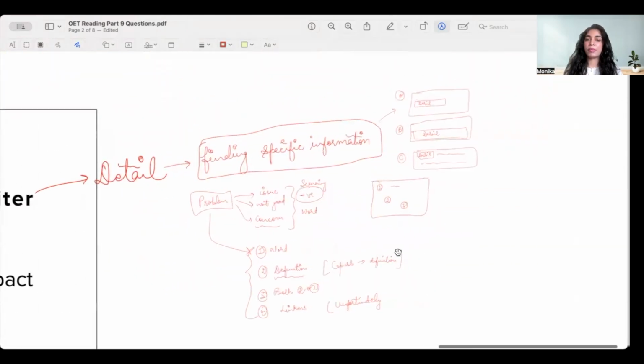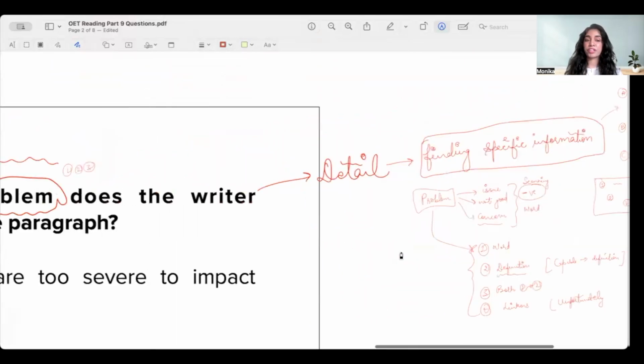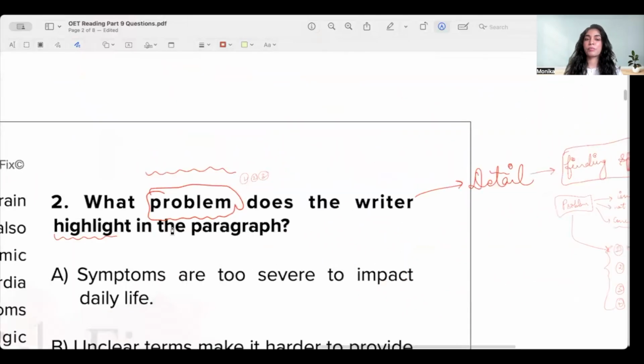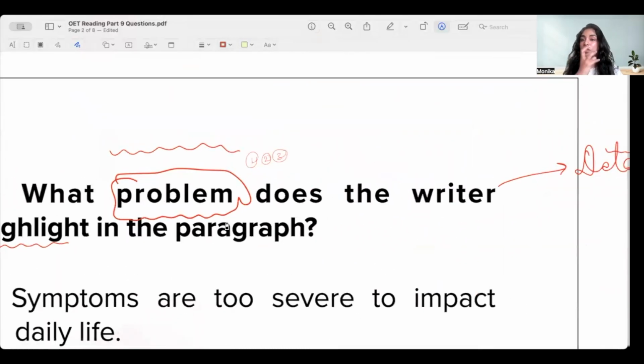Remember, once again, we are looking for specific information. That specific information is a problem that we are looking for. The word problem tells me I'm looking for something negative. It could be very negative. It could be less negative. It could be multiple negative things.